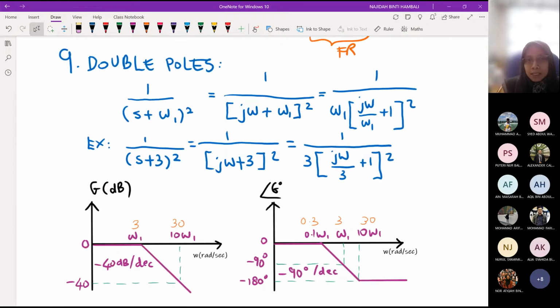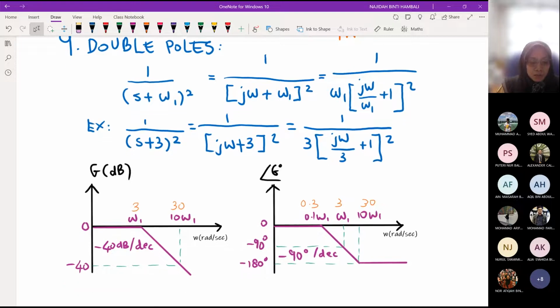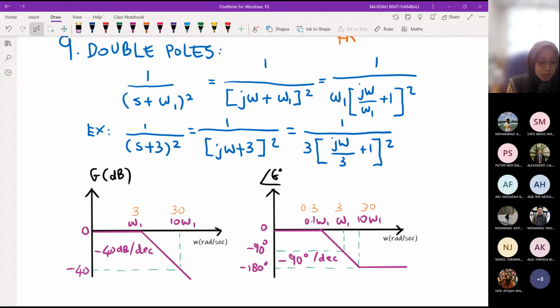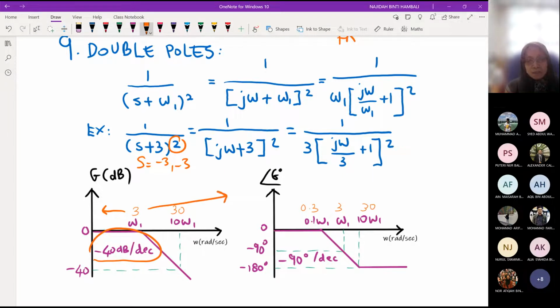Next. Theory number 9, double poles. This one you can compare with theory number 7. You have a single pole. The plotting for magnitude and phase is almost similar, but since we have two poles at negative 3 in this case, we double the slope from negative 20 dB per decade in theory number 7 into negative 40 dB per decade. Below the cutoff frequency, the slope is 0 dB per decade. Higher than the cutoff frequency until infinity, the slope is negative 40 dB per decade.